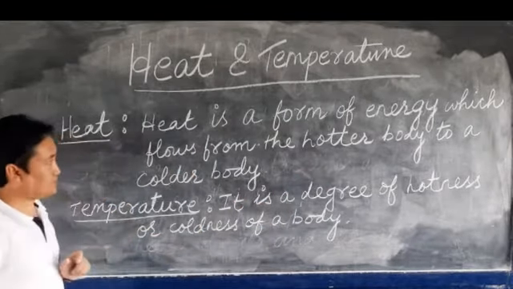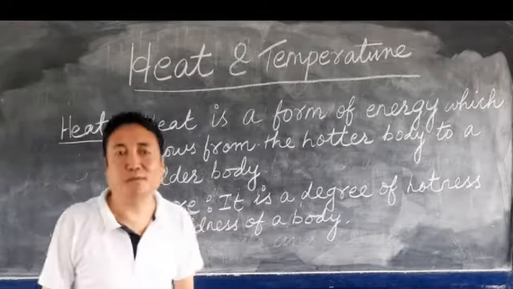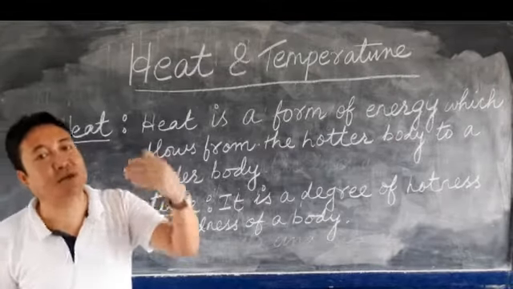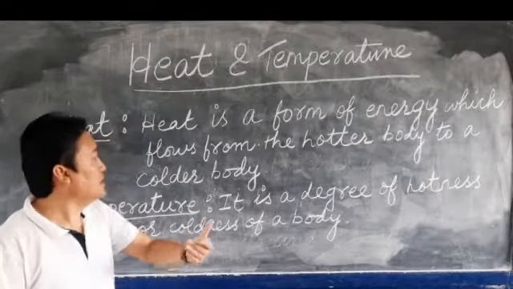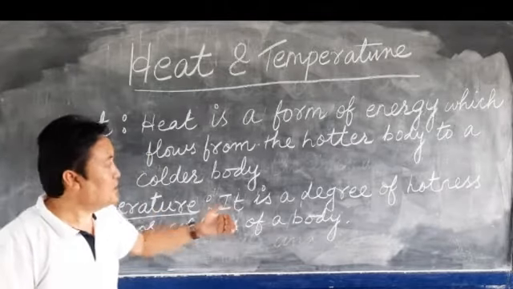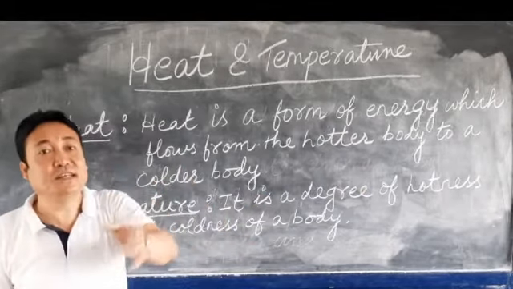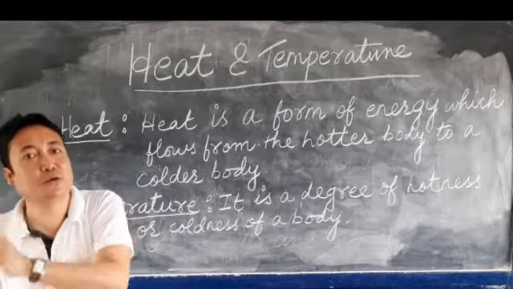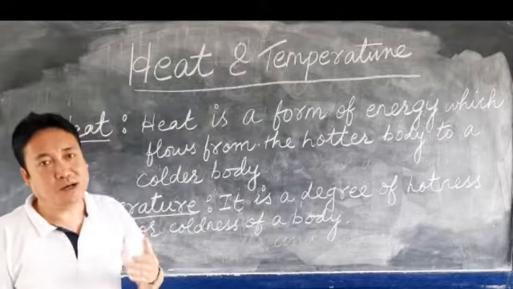Next one is temperature. Temperature is the degree of hotness and coldness of a body. A body which is cold has a lower temperature, and a body which is hot has a higher temperature. So temperature denotes the degree between the hotter body and the colder body. The hotter body has a higher temperature and the colder body has a lower temperature.